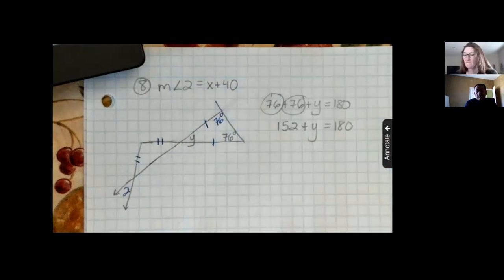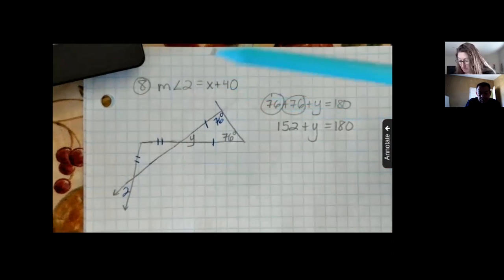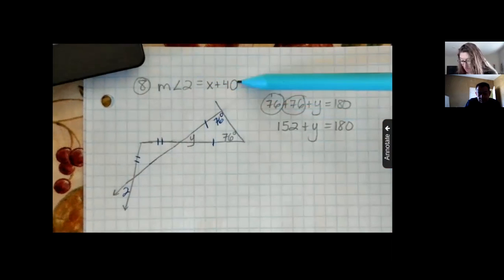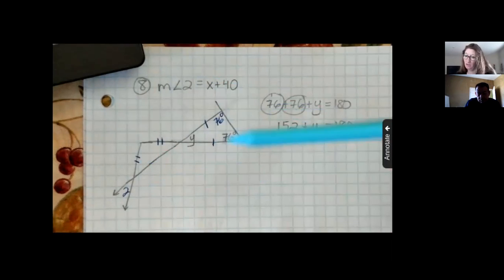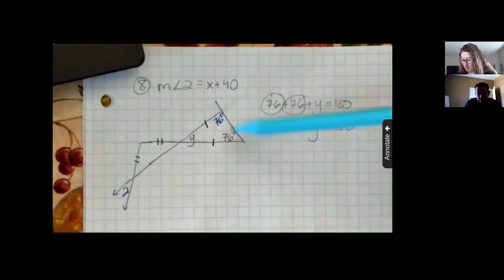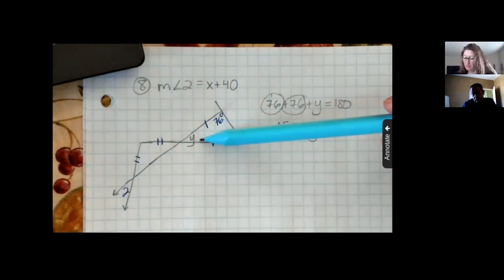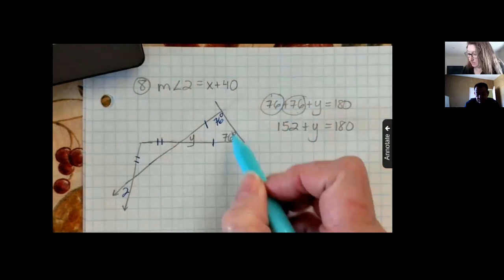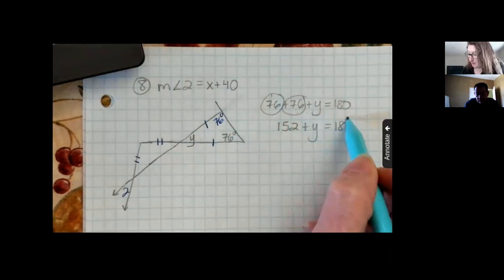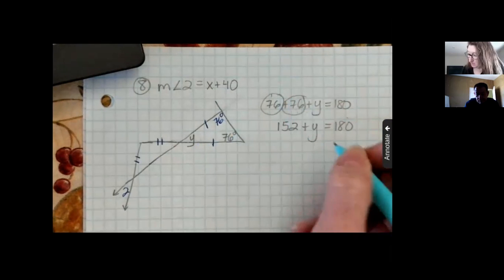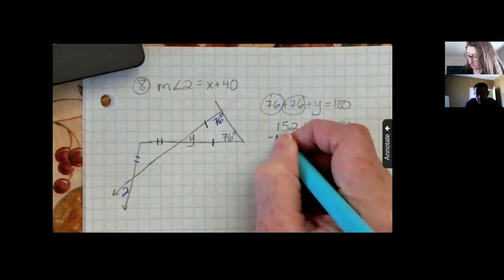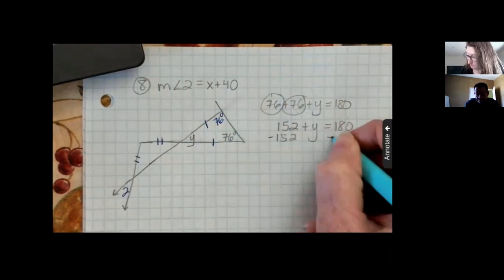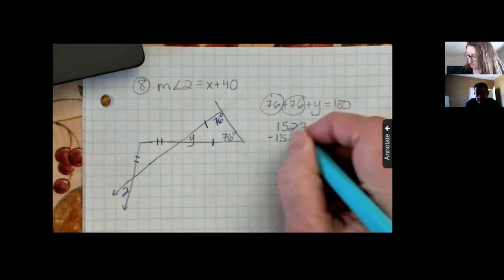I'm ready. Okay, so on number 8, we have that the measure of angle 2 equals x plus 40. This is our given. I've added the 76 over here because it's an isosceles triangle, and the y because I like to have letters and I don't want to use x because that's already been used. So now I take these two angles that I know, add them to y to make 180. I combine my like terms. To get y by itself, I have to subtract both sides, okay?